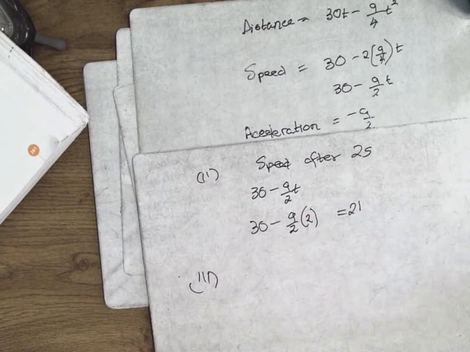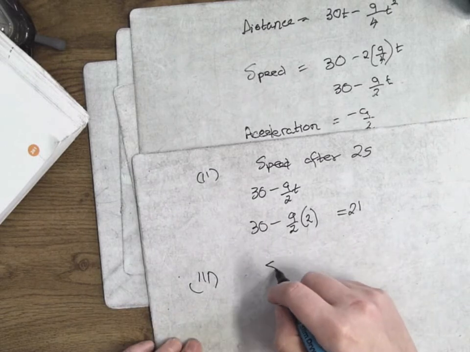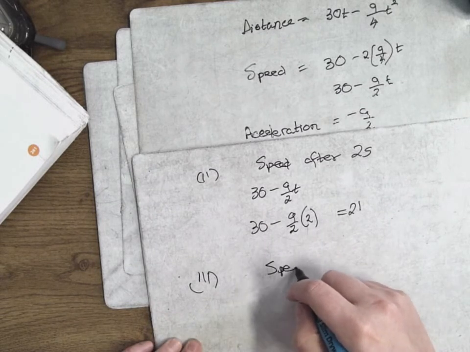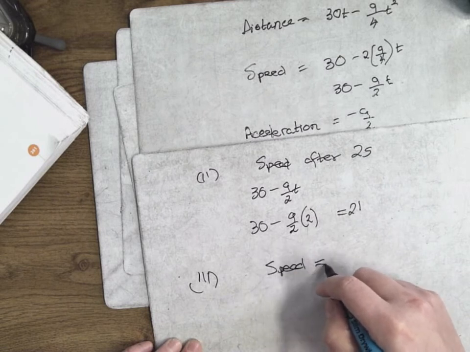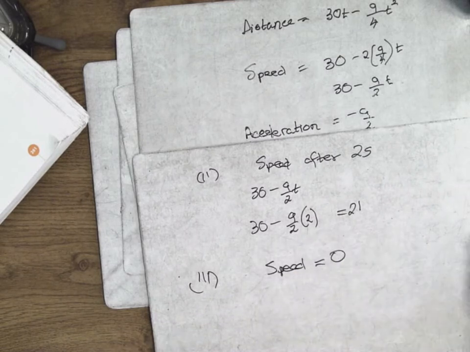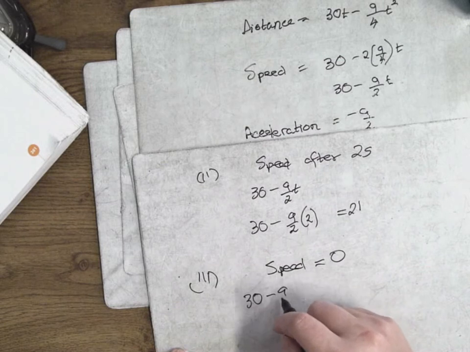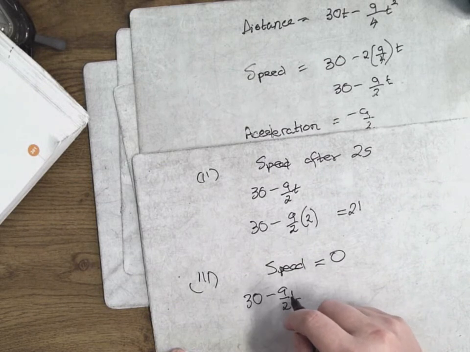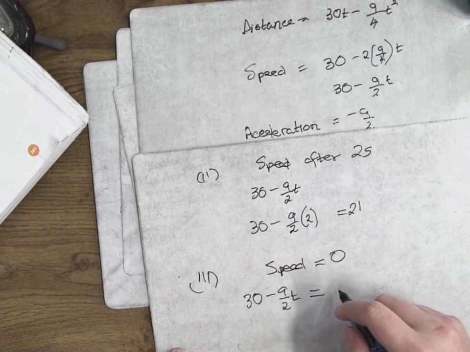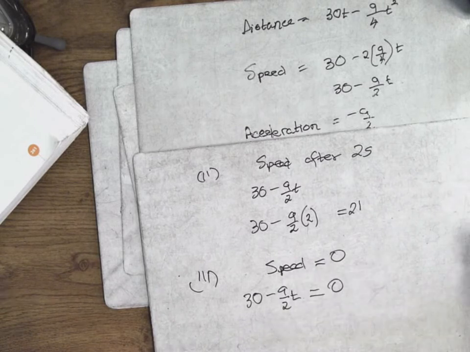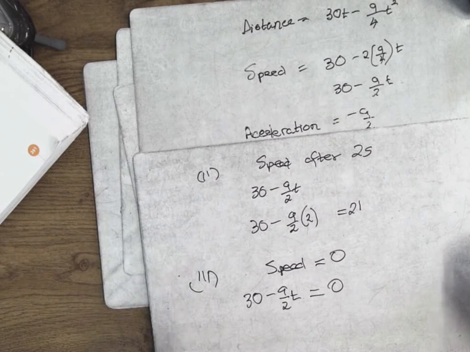After how many seconds is the speed of the car equal to 0? Okay, so we want to know when is speed equal to 0. So up here you get your formula for speed, 30 minus 9 over 2 t. They're not telling me what to fill in for t. They want me to let it equal 0 and solve. So this is a case of t's on one side, numbers on the other.